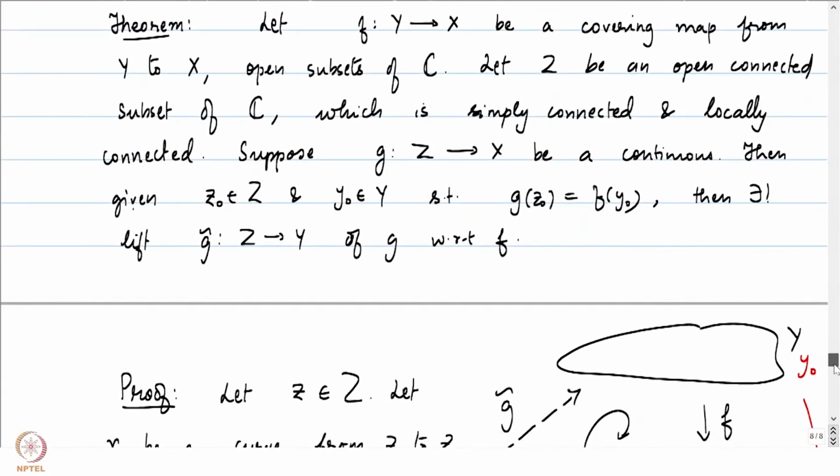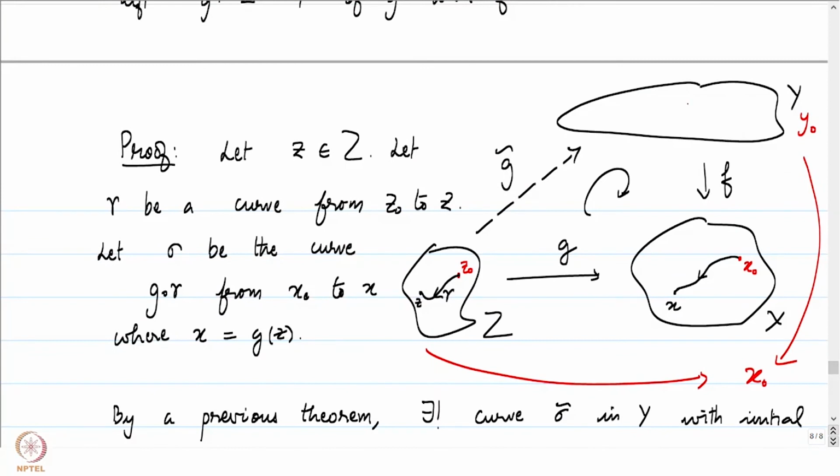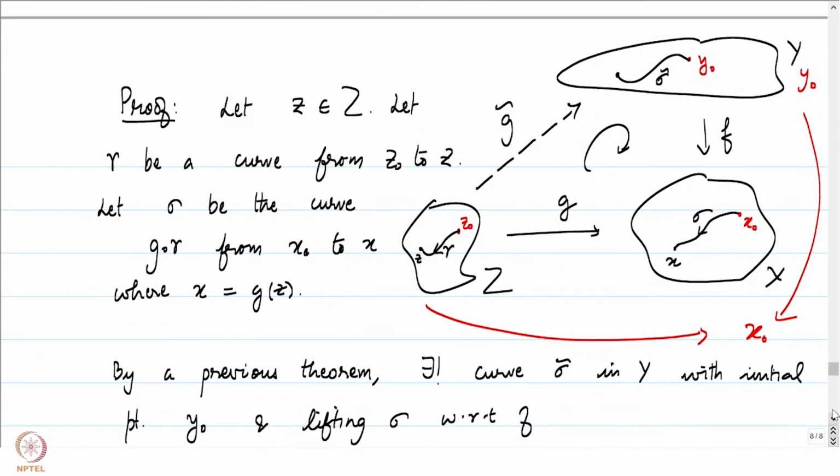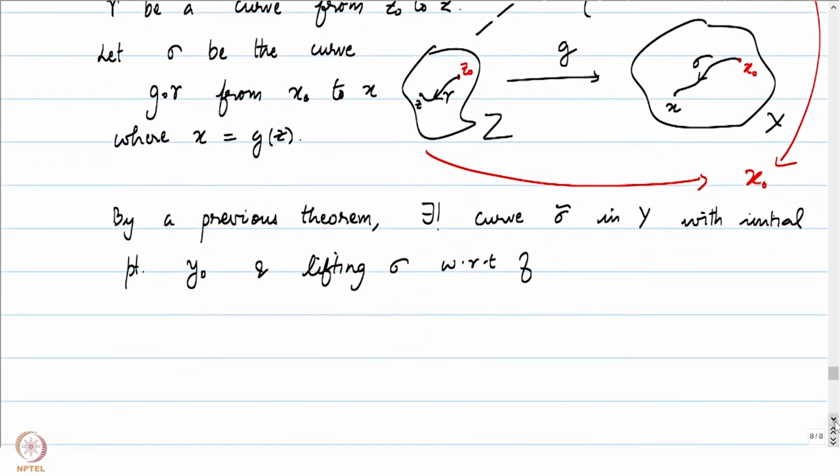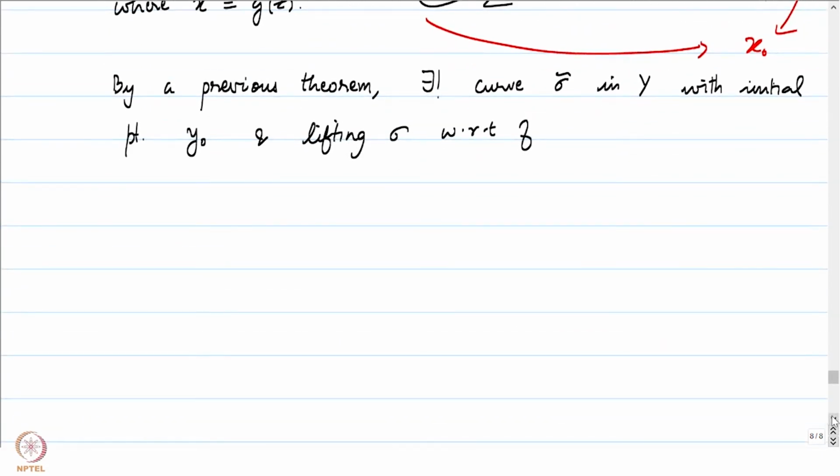So let me just draw that now. We have our y0 somewhere here, and this is our sigma tilde. Remember that this is sigma, this is gamma, f composed with sigma tilde is sigma because it's a lift, and it's starting at y0. And if we now look at the endpoint of this sigma tilde, define the endpoint to be g tilde of z, the terminal point, which was the standard notation that was used, terminal point of sigma tilde.